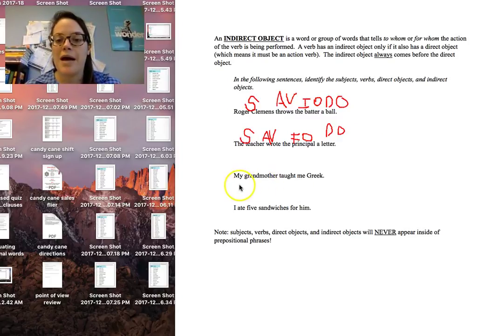All right, my grandmother taught me Greek. Same thing, grandmother is my subject, taught is my action verb. So now my grandmother taught what? She taught Greek, so that's my direct object. And then taught Greek to whom? That's me, so that's my indirect object.